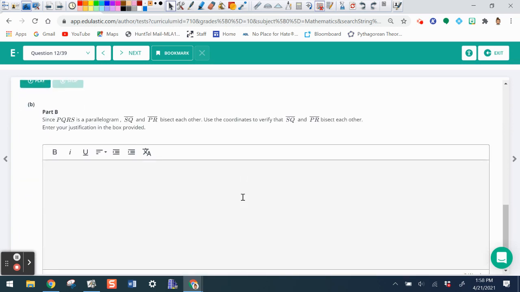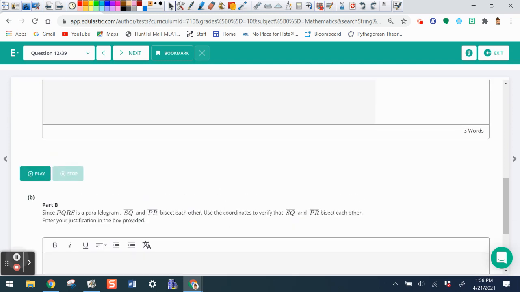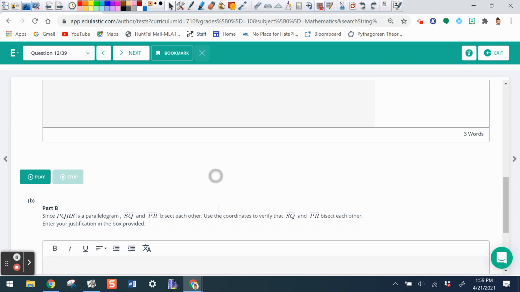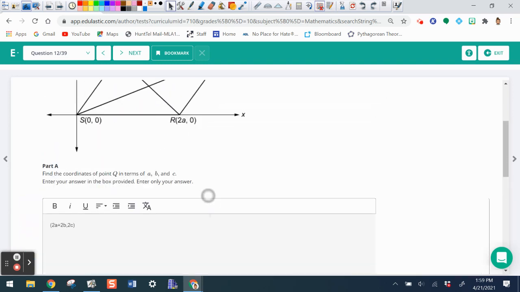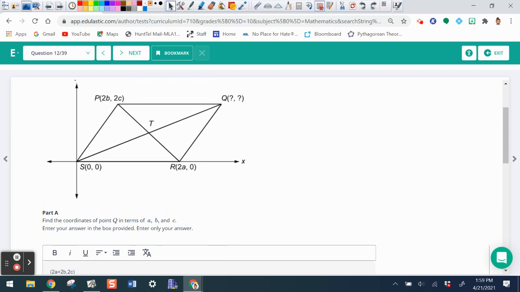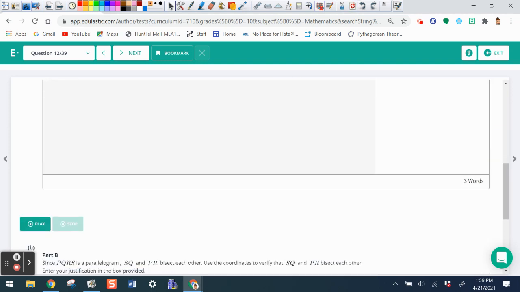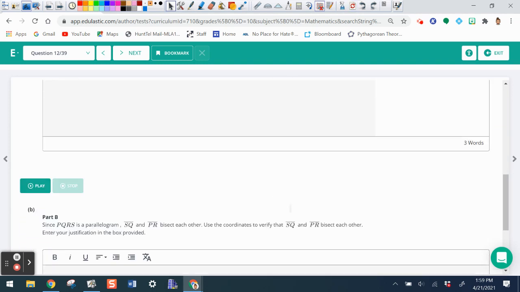Let's take a look at part B. It says, since PQRS is a parallelogram, SQ and PR bisect each other. So SQ and PR, let's go look at our diagram. SQ and PR are the diagonals of our parallelogram. So yes, they do bisect, or intersect, at point T. Let's just make sure before I get ahead of myself. It says that they also bisect each other.